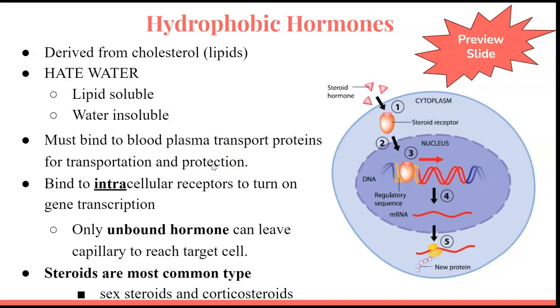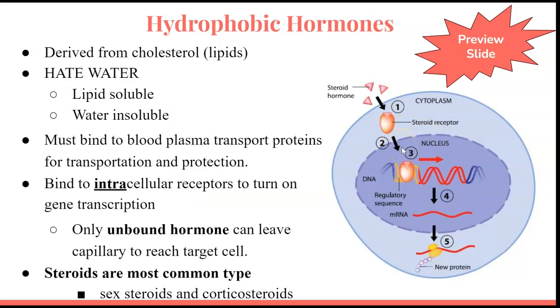So what happens is if they're not bound to these blood plasma transport proteins, they actually can get excreted, or secreted, in our urine. So hydrophobic hormones, like our sex steroids and corticosteroids, right? They have to bind to a blood plasma protein in order to move throughout the body to get to the target cell, right? Now, another important thing to note about hydrophobic hormones is that they have to bind to intracellular receptors, right?